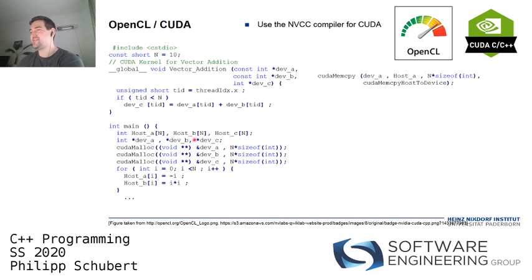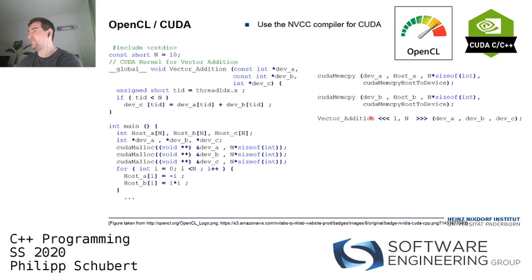After you have allocated memory on the GPU, you copy the data of your host system, which is stored in those arrays, into the arrays that you just allocated on the graphics card. So you copy memory from host to device. Then you call your vector addition kernel.